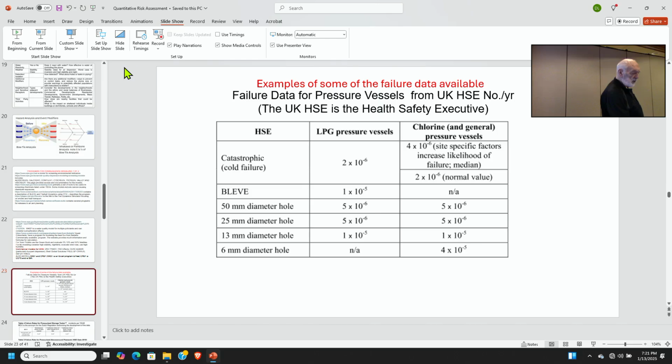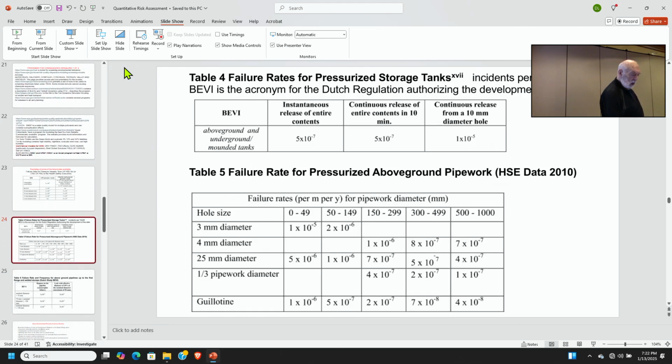And this is for various size holes. And for example, on a chlorine vessel, 4 times 10 to the minus 6th incidents per year per meter of pipeline. Rates for storage tanks. BEVI is the Dutch version.